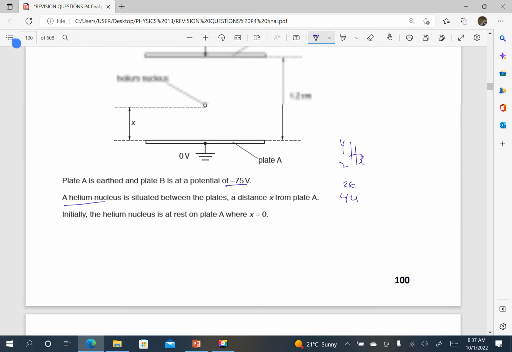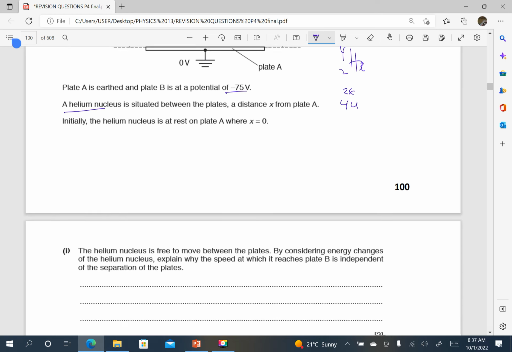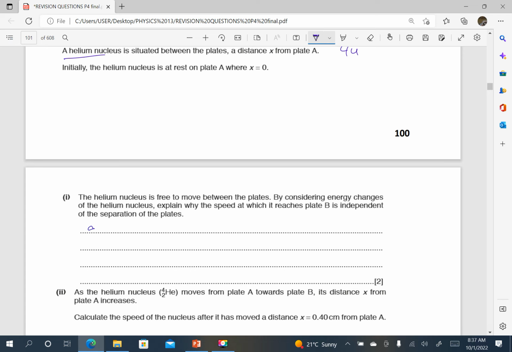When it is moving from one plate to another, as it gains kinetic energy, it loses potential energy. Because it's positively charged, moving from the bottom plate to the top plate, it is moving in the same direction as the field, so it gains kinetic energy as it loses potential energy. So the gain in kinetic energy is the loss in potential energy, which is equal to the work done.